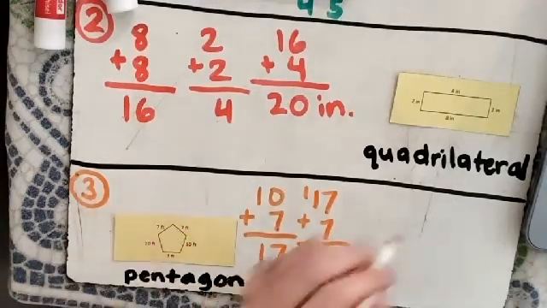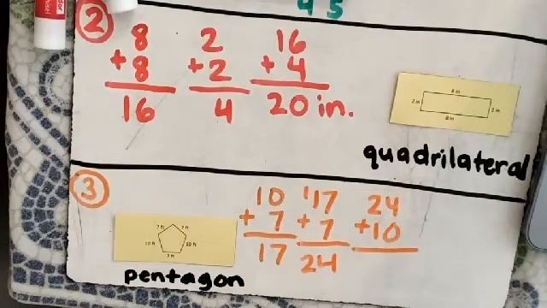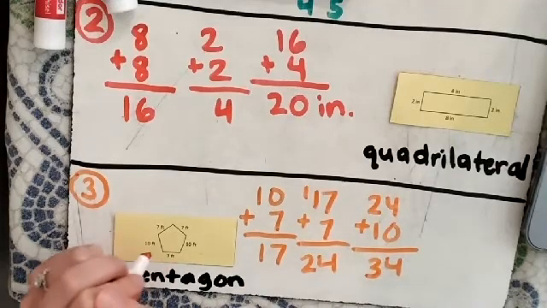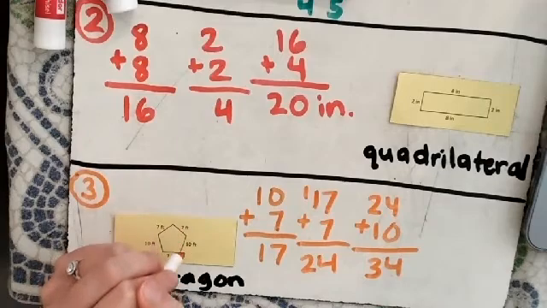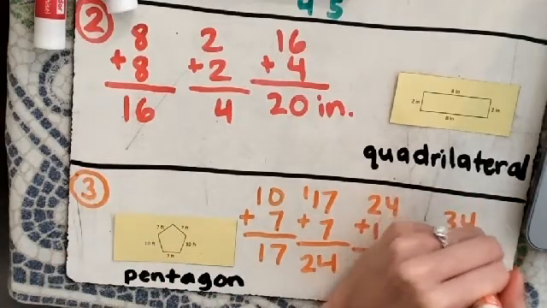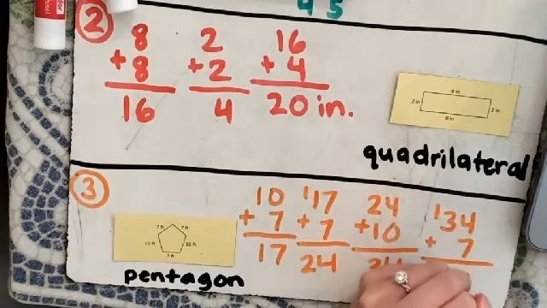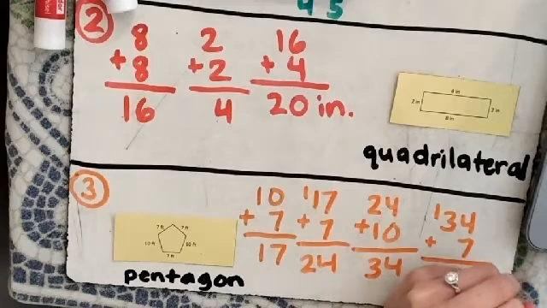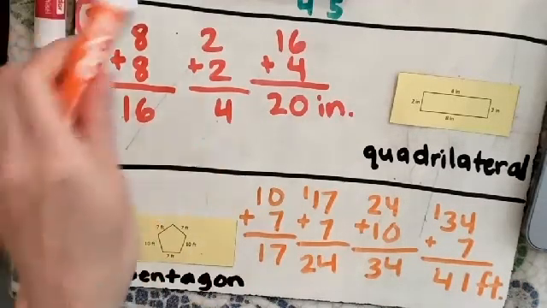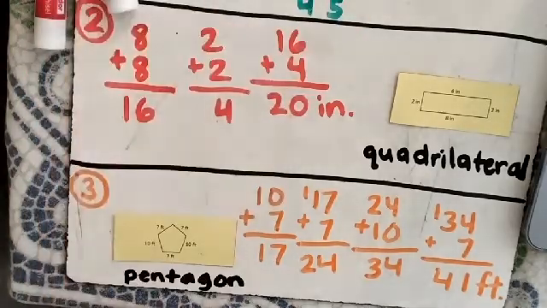Next is 10. 24 plus 10. 4, 3, 34. And I've done 10, 7, 7, 10. Now I have 1 7 left. 34 plus 7. 4 plus 7, 11. 3 plus 1, 4. So I got 41 feet for the perimeter. Now feet are bigger than inches, but they're not bigger than yards. So shape number 1 had the biggest perimeter by far because those units are way bigger.